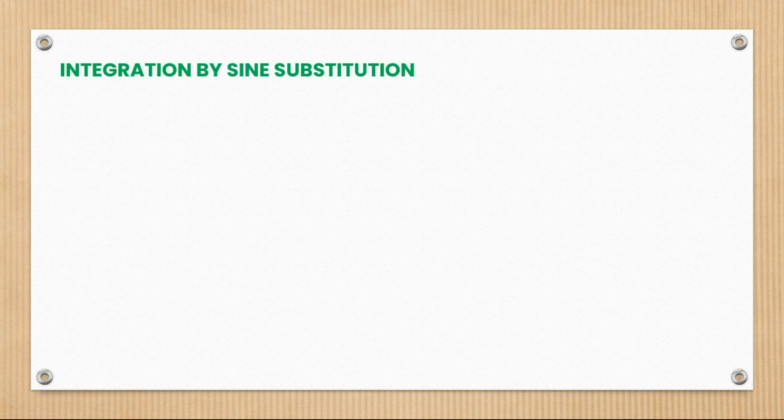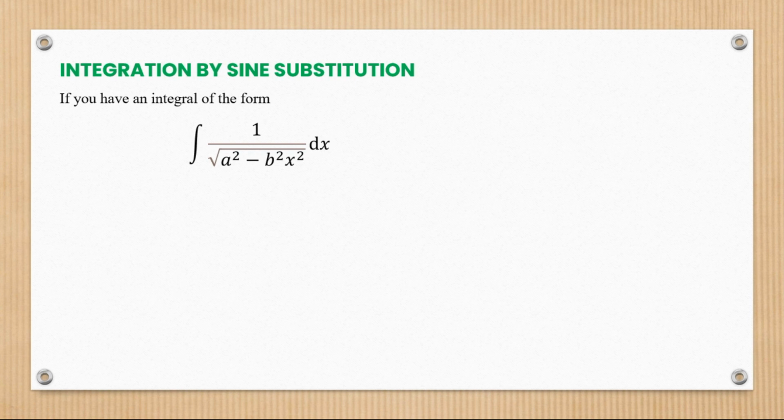Alright, to begin with, we're going to look at integration by sine substitution. As we've seen, if you have an integral of the form 1 over the square root of the square of the constant subtracting the square of the variable, in this case we actually use sine substitution.